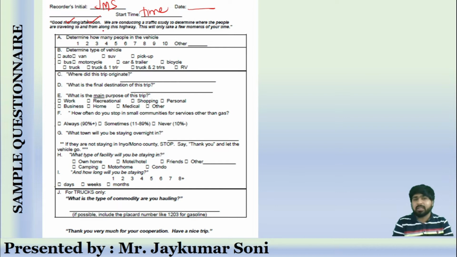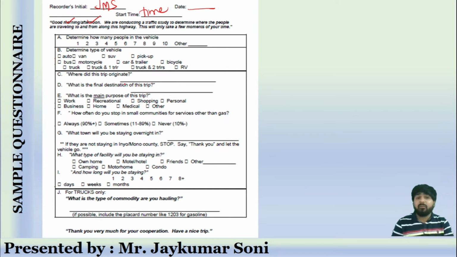So the first question is to determine how many people are there in the vehicle. If 3, then it will be 3. If 6, it will be 6. And if more than 10, it will be other, and it will be 12 or 15 or anything like that. Then the next question is about the type of vehicle. I will mark whether it is a pickup kind of vehicle, a bus, a motorcycle, or what.